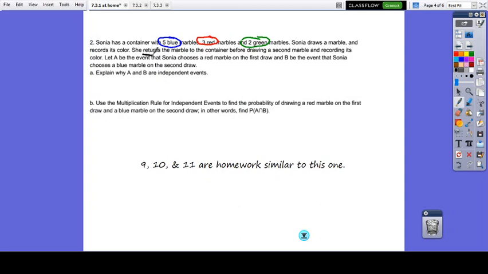So we already know from previous instances that's a big deal. Before drawing a second marble and recording its color, let A be the event that Sonia chooses a red marble on the first draw, and B is the event that she chooses a blue marble on the second draw. Why are A and B independent events? Just a simple explanation: these are independent because she returns the marble, which means that the probability does not change.